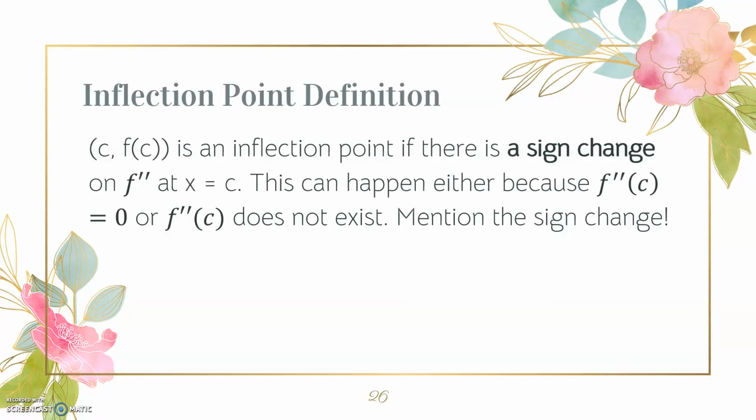And then the last thing is sometimes you're asked to justify that something is an inflection point, and sometimes I see people kind of stumble. They want to say that it's an inflection point because the second derivative is equal to 0. But an inflection point can actually happen if the second derivative doesn't exist. But the important thing is the sign change. Your second derivative needs to have a sign change. Make sure you mention that sign change or a change in concavity. The inflection point is not just the second derivative equal to 0. There is also a change in concavity.